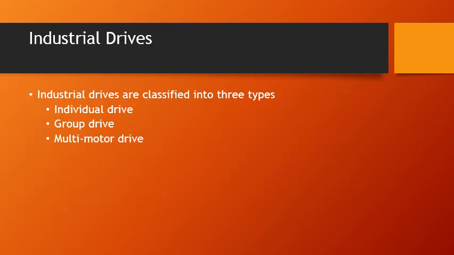I'm going to talk about the industrial drives alone. Industrial drives are classified into three types, depending on the number of machines: first, the individual drive, then the group drive, and the multi-motor drive.